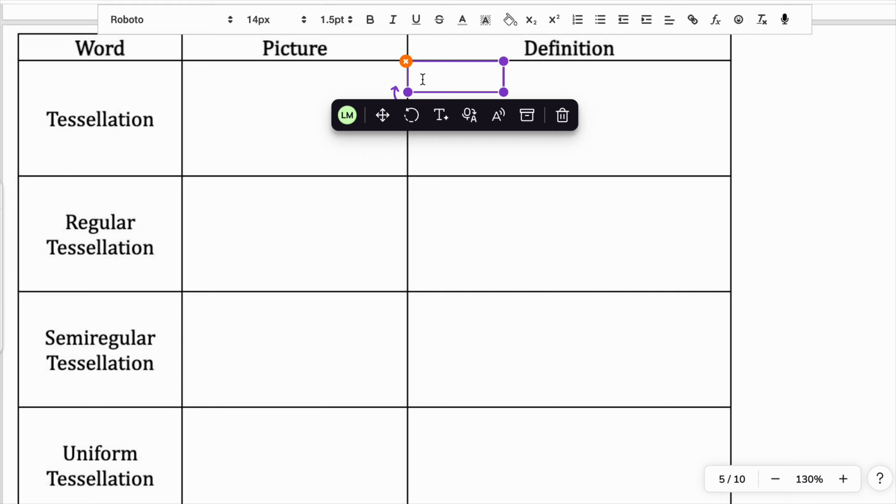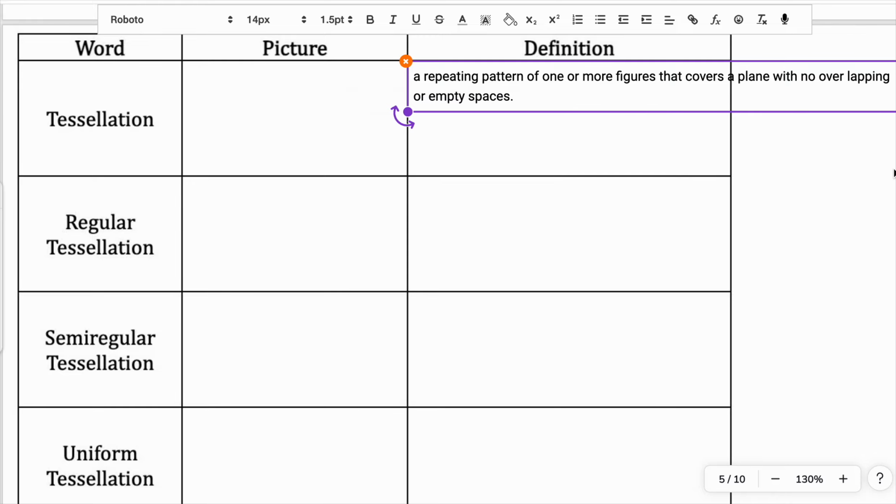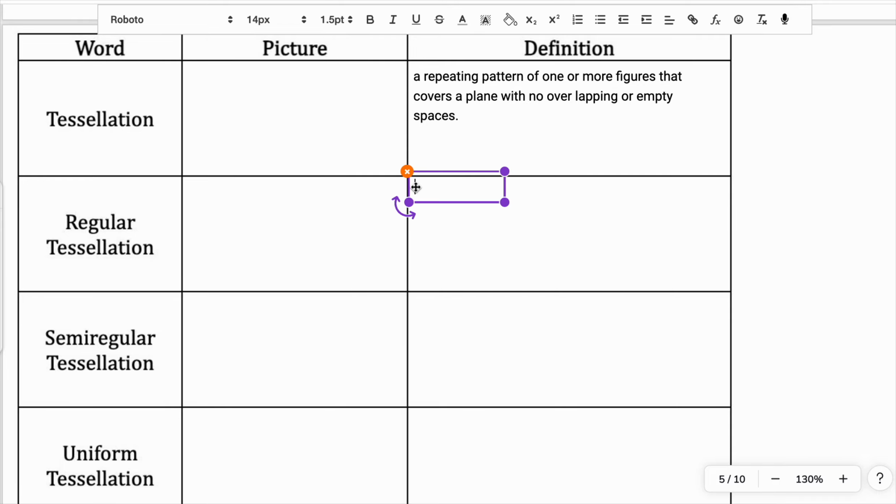The first one is a tessellation, and that is just a repeating pattern of one or more figures that covers a plane with no overlapping or empty spaces. I will come back later and draw some pictures there too.